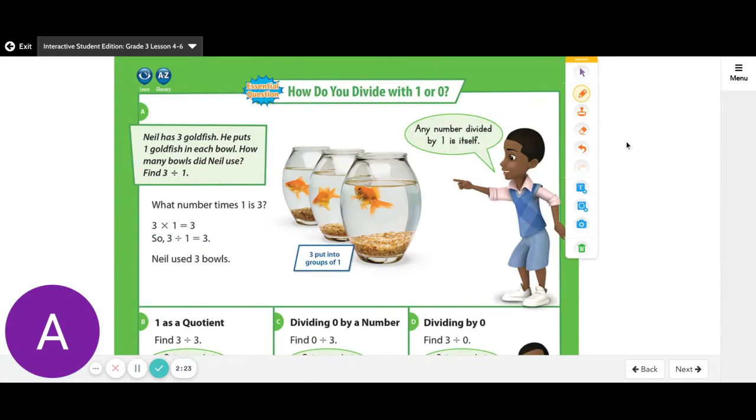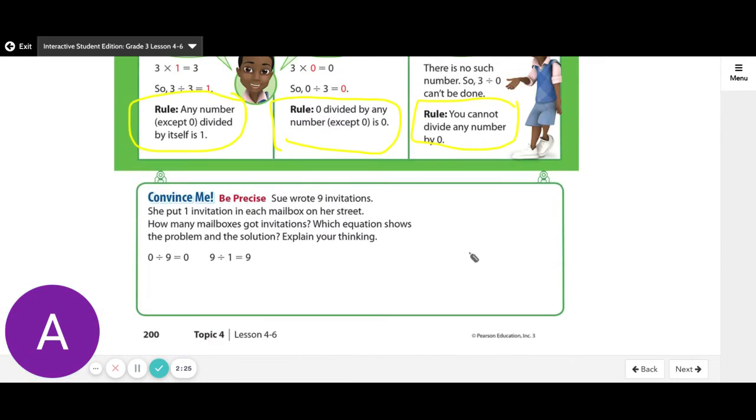Let's look at our example problem down below. Sue wrote 9 invitations. She put 1 invitation in each mailbox. How many mailboxes got invitations? Which equation shows the problem and the solution? Explain your thinking. So we have 9 invitations. She puts 1 invitation in each mailbox on her street. How many mailboxes got invitations?